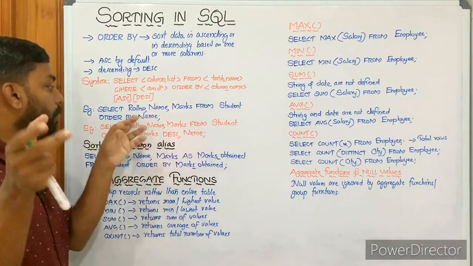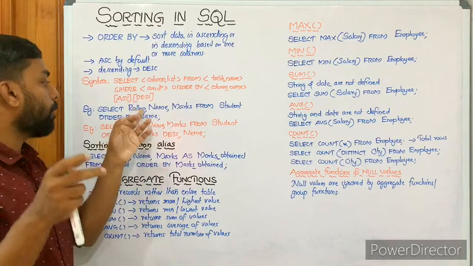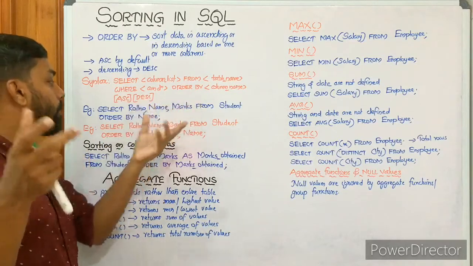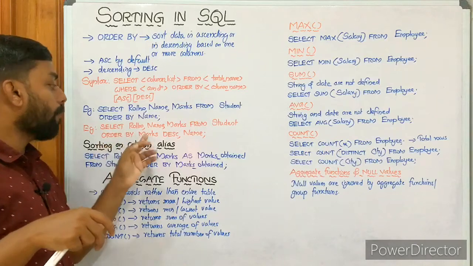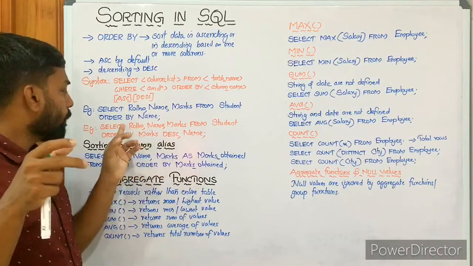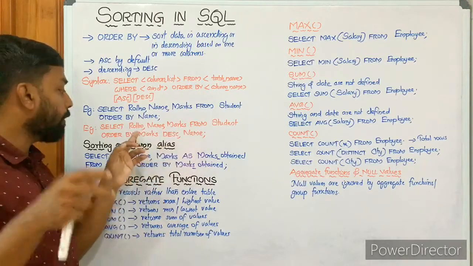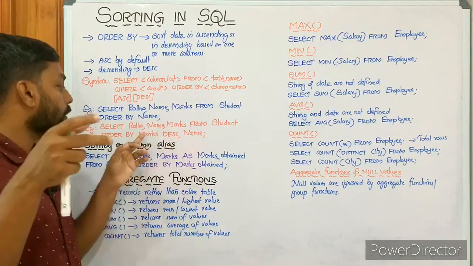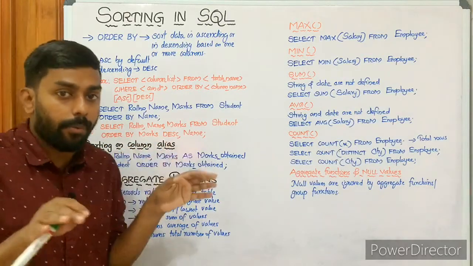Then we have applied it for a single column: select roll number, name, marks from student, order by name, that means it displays roll number, name and marks of students in ascending order of name, A, B, C, D. Then select roll number, name, marks from student, order by marks DESC, name, that means it displays them in descending order of marks and ascending order of name. Hope you get the concept, right?